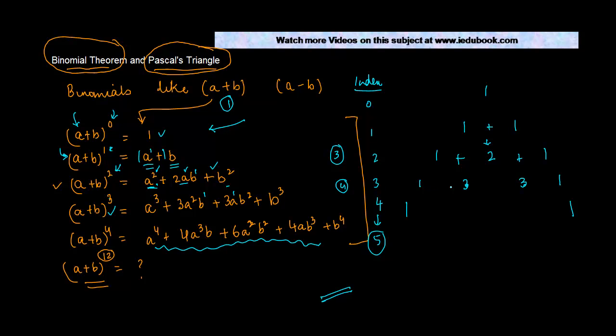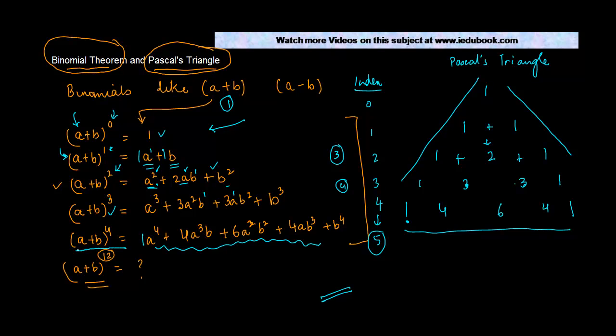Now take the middle terms as the sum of these two. So 3 plus 1 gives you 4, 3 plus 3 gives you 6, 3 plus 1 gives you 4. And these are exactly the coefficients which have come on the left side. So for example in this, the coefficient of the first term is 1, second is 4, third is 6, fourth is 4, fifth is 1. This formulation of the coefficients of various powers of a binomial is known as Pascal's triangle.